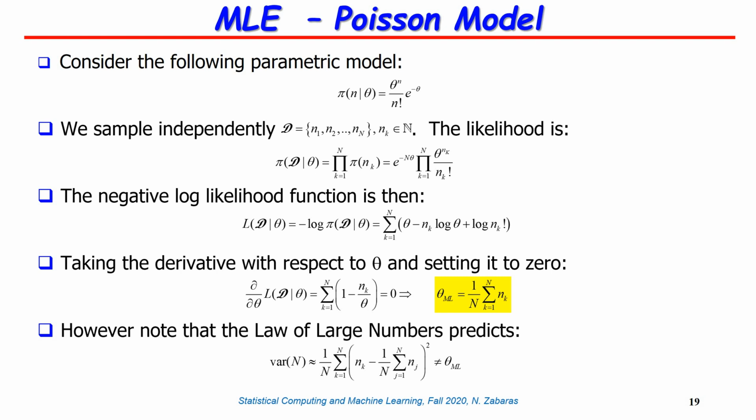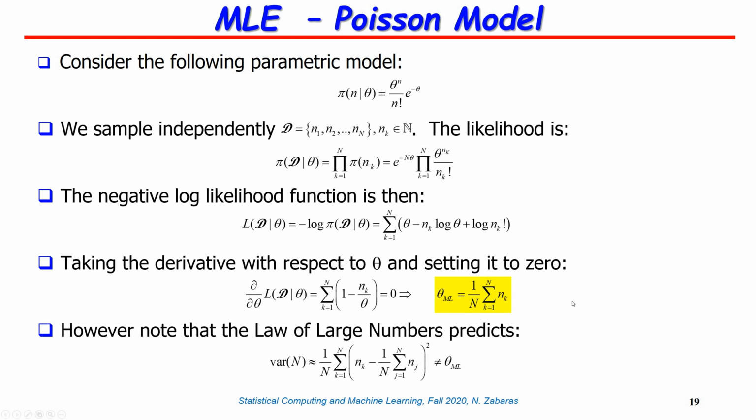Okay, so you can immediately see sort of an ambiguity here, because we have one estimate for theta, but when it comes to the variance predicted by the law of large numbers, it doesn't agree with the MLE estimate of theta. That was not the case for the Gaussian, but now you can see we have a situation where the two things do not agree.